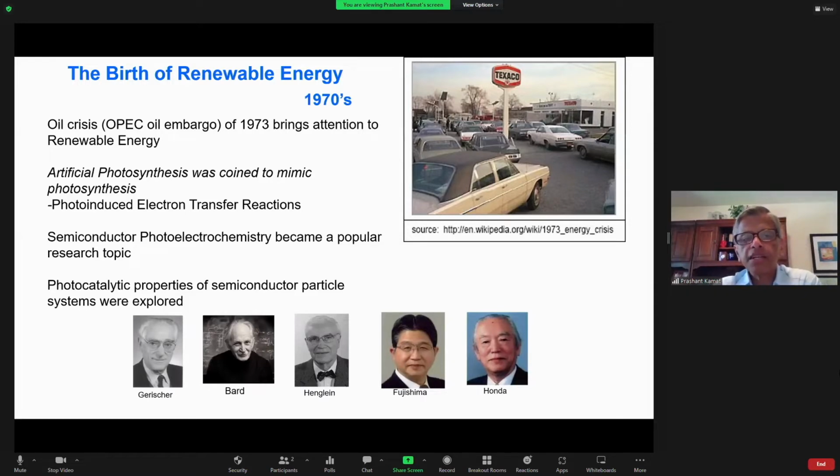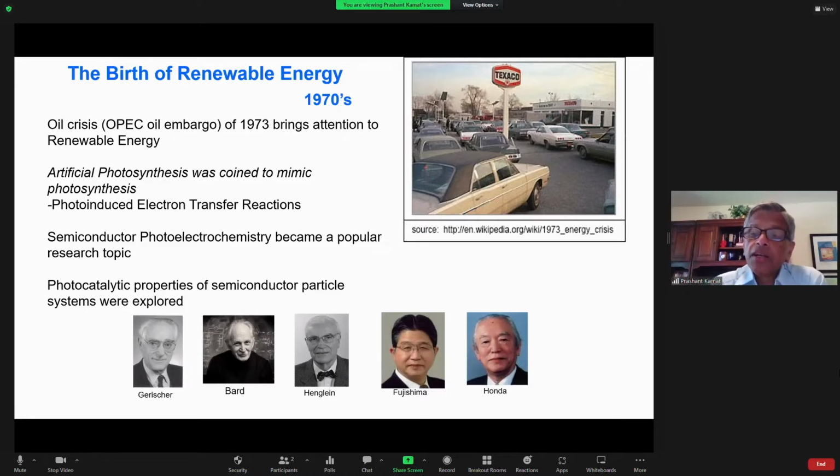So just to give you some background, as there may be some younger audience: how did all the renewable energy start? Actually, it started in the 1970s when there was an OPEC oil embargo. And at the time, artificial photosynthesis was coined to mimic photosynthesis. And that led to a lot of studies involving photo-induced electron transfer processes. It also gave birth to semiconductor photoelectrochemistry.